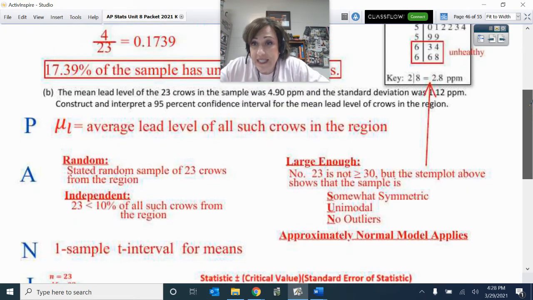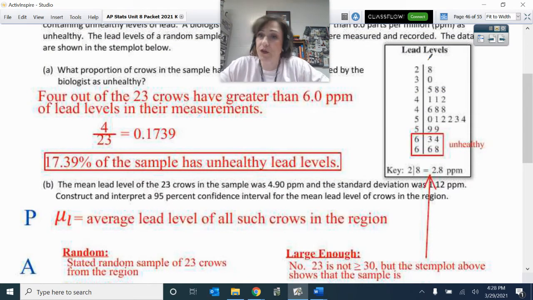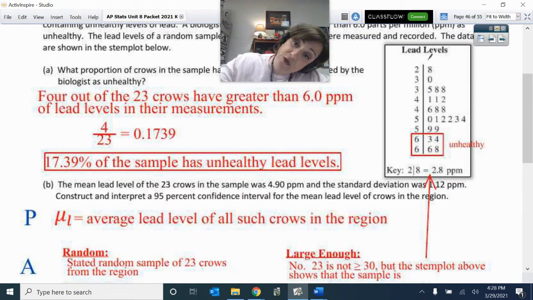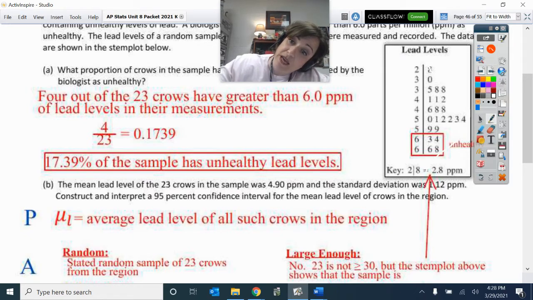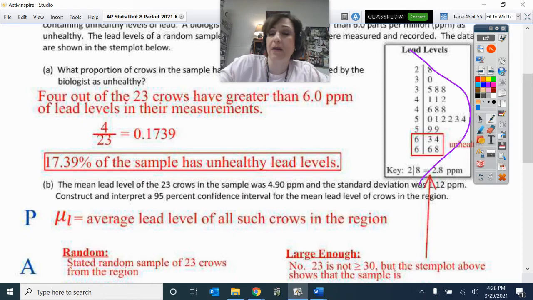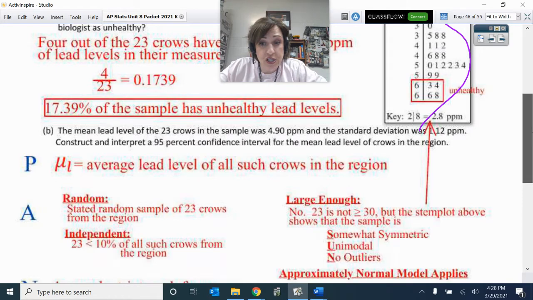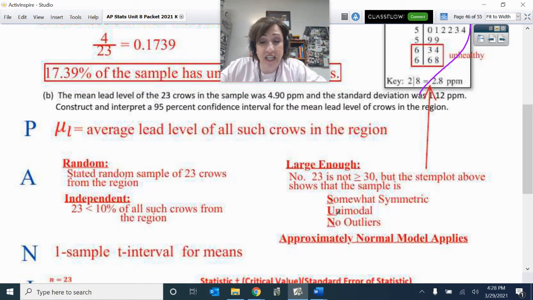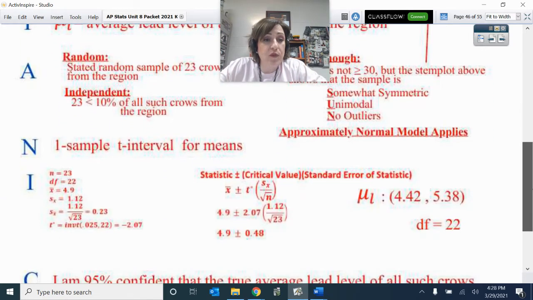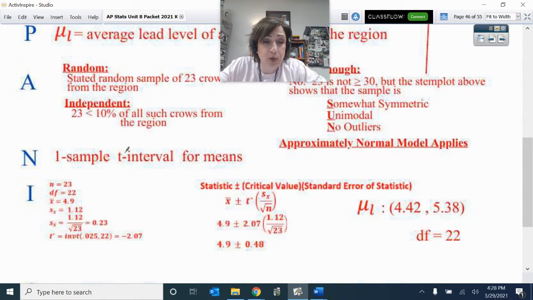However, this stem plot was given to you. So if you turn your head sideways and you look at this, you can see that we've got this shape that is somewhat symmetric and unimodal, and has no outliers. So we just state that, and so the approximately normal model applies. All right. So this is called a one sample T interval for means.